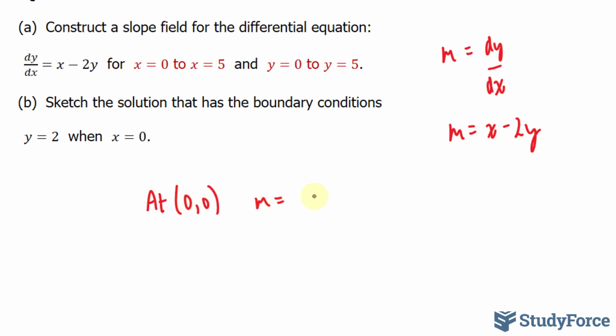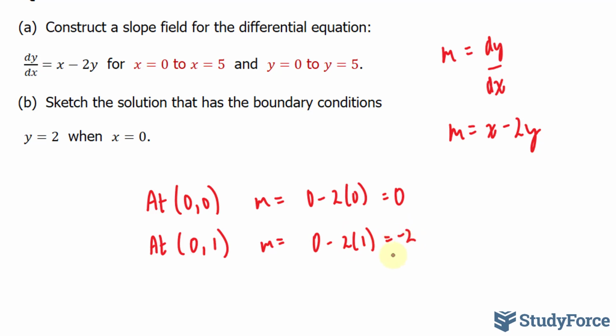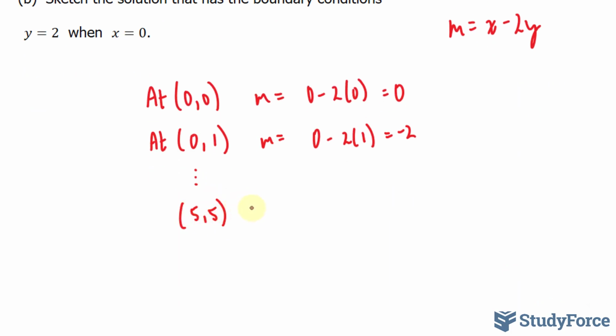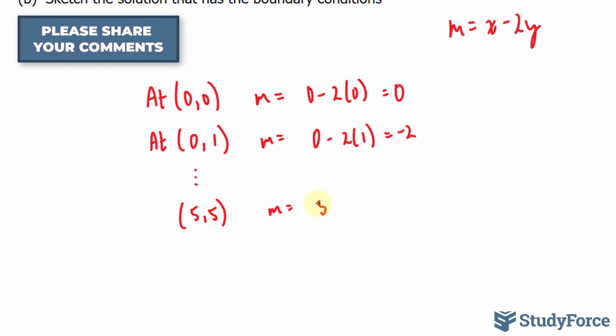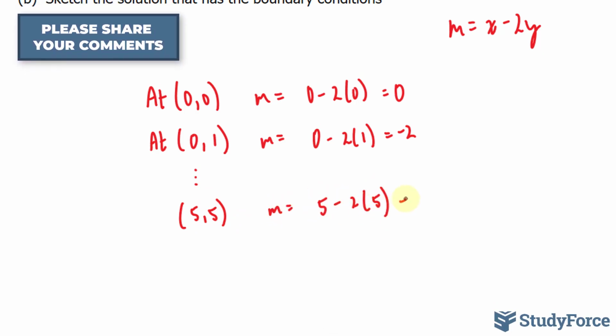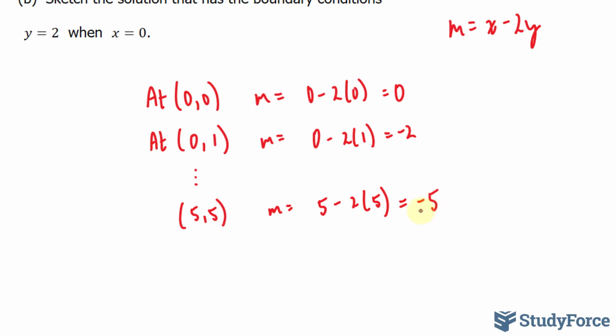m is equal to 0 minus 2 times 0, and that's equal to 0. That's your slope at 0 and 0. Let's try at 0 and 1. We have m is equal to 0 minus 2 times 1. That gives us a negative slope, so the line will be going downwards to the right. And you'll keep doing this until you reach 5 and 5. And the slope at 5 and 5, 5 minus 2 times 5, that is equal to negative 5. It takes 25 computations to get all the points and all the combinations. So to save time, I'll just show you what you should end up getting.